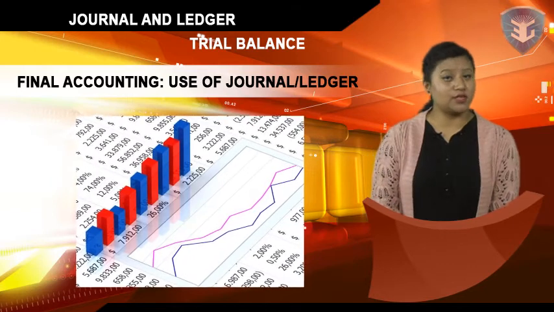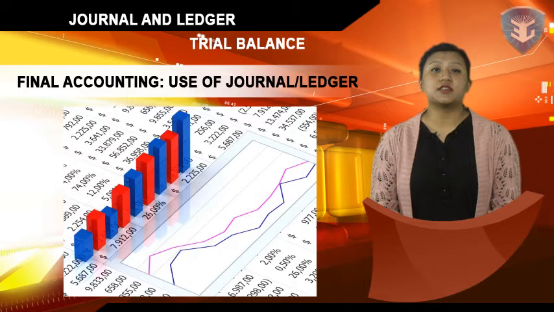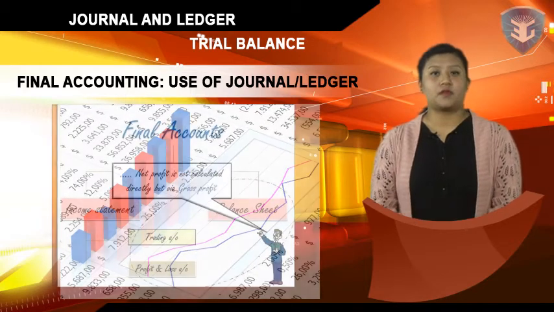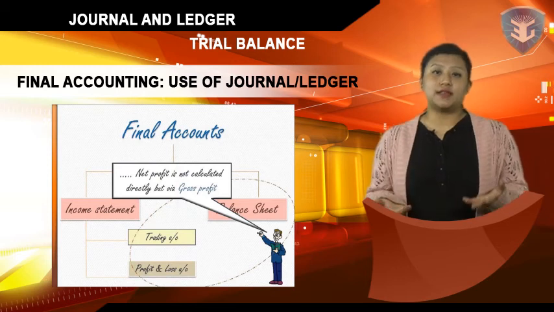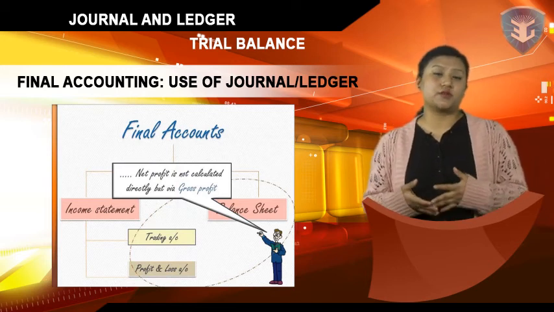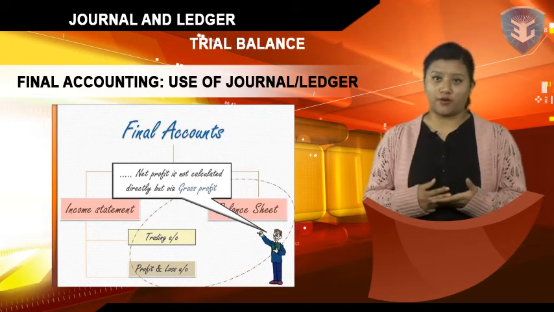The trading account is closed by transferring its balance to the profit and loss account. For this, a journal entry is recorded. All the nominal accounts that represent indirect expenses, losses and indirect incomes are closed by transfer to the profit and loss account. For this, at least two journal entries are recorded.